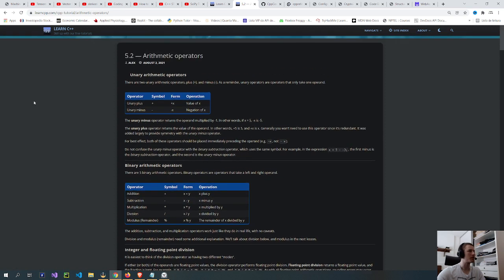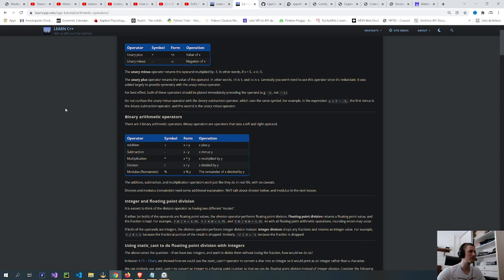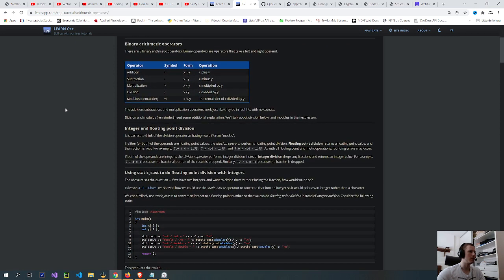Arithmetic operators. Unary arithmetic operators. There are two unary arithmetic operators, plus and minus. As a reminder, unary operators are operators that only take one operand. The unary minus operator returns the operand multiplied by -1. Binary arithmetic operators. There are 5 binary arithmetic operators. Binary operators are operators that take a left and right operand.